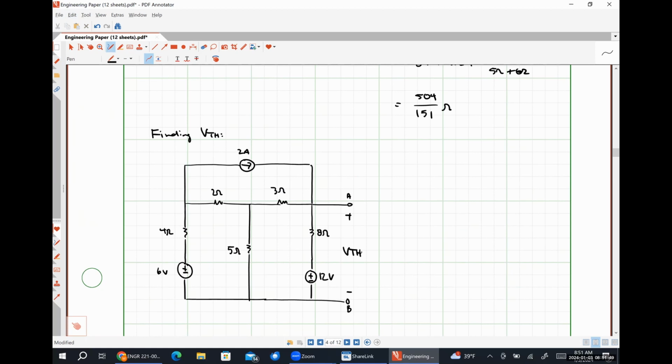All right. So while you guys are copying that circuit down, think about what analysis method you would prefer to employ to find the quantity VTH.